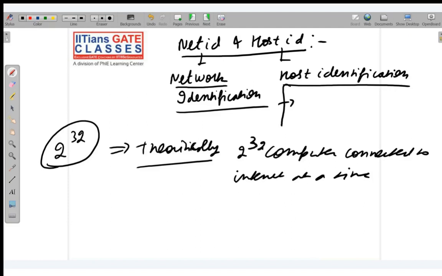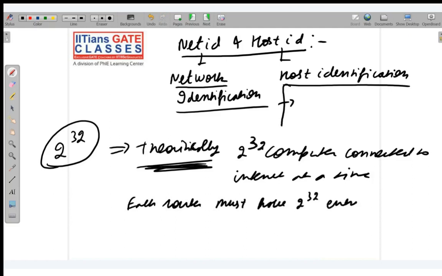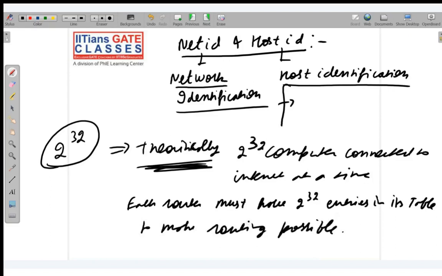Let me write it. 2 power 32 computers connected to internet at a time. Roughly I am saying, or theoretically rather. Okay, I have written here theoretically. No need to worry. Theoretically, 2 power 32 computers can be connected to internet. So to make the routing process possible, each router must have 2 power 32 entries in its table to make routing possible. Otherwise routing will not be possible.